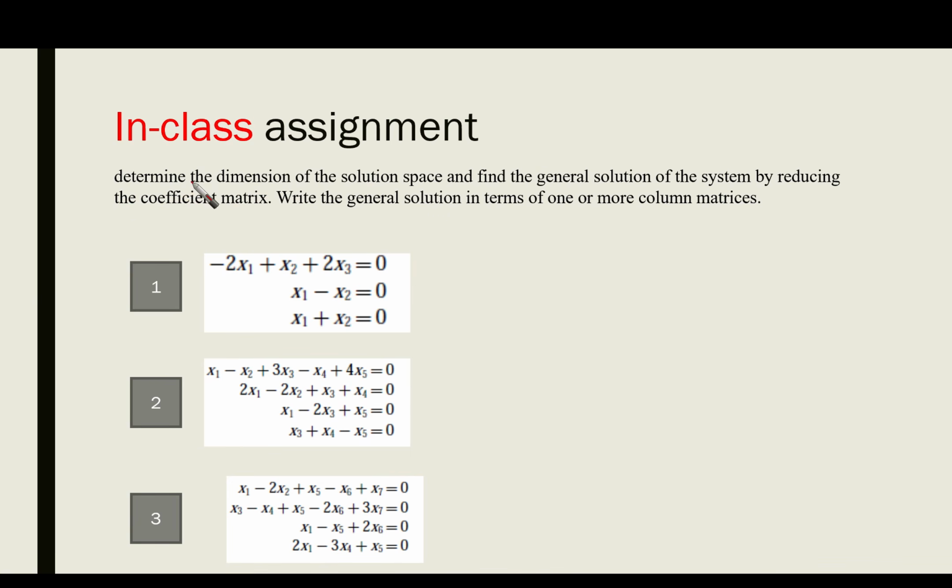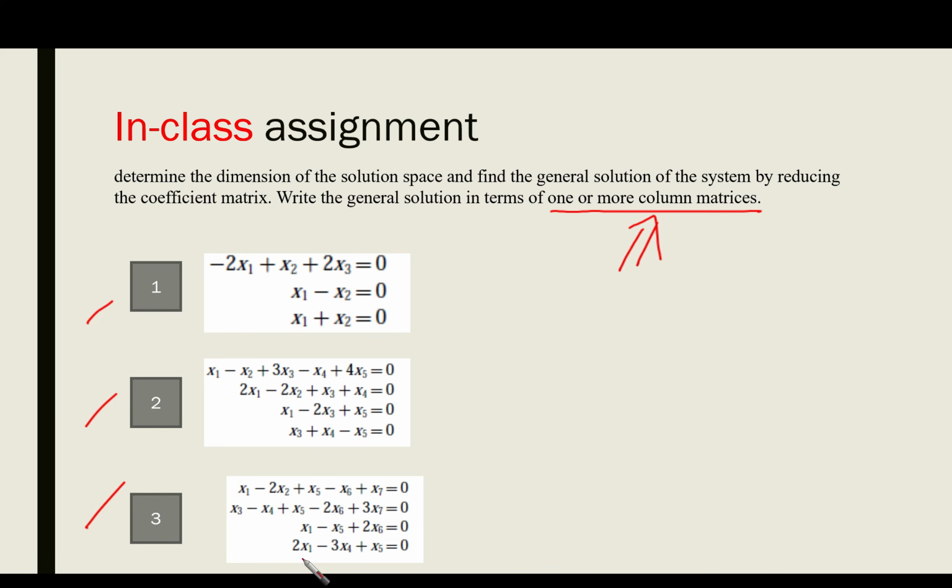First of all, determine the dimension of the solution space and find the general solution of the system by reducing the coefficient matrix shown. Okay. Write the general solution in terms of one or more column matrices, as we have learned in the previous examples. We have 1, 2, 3.